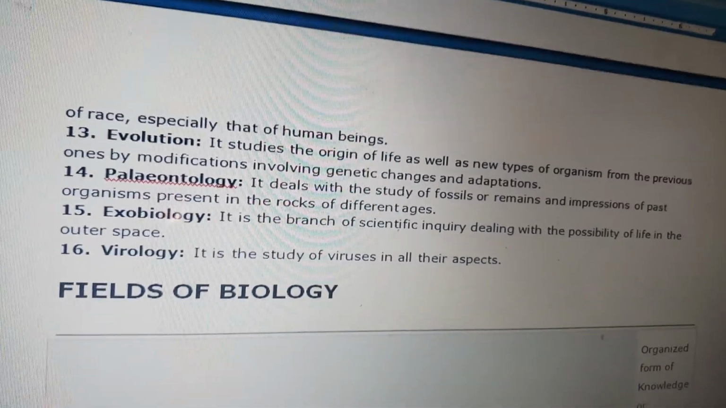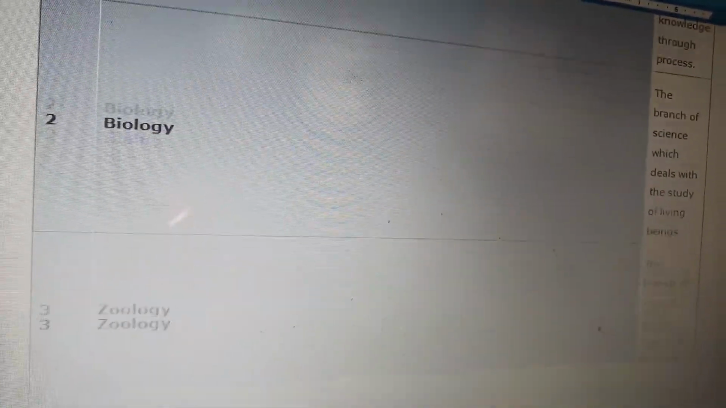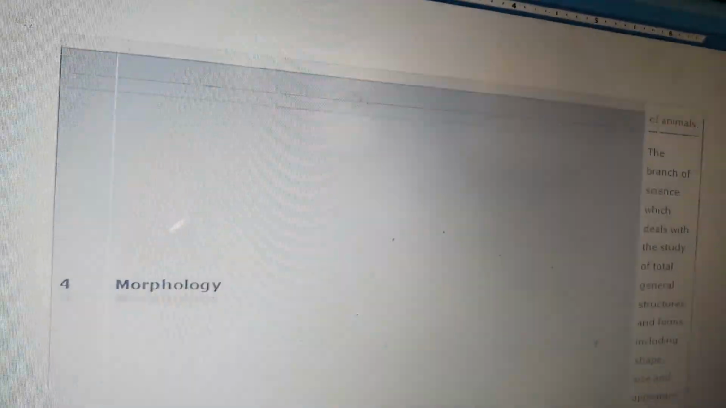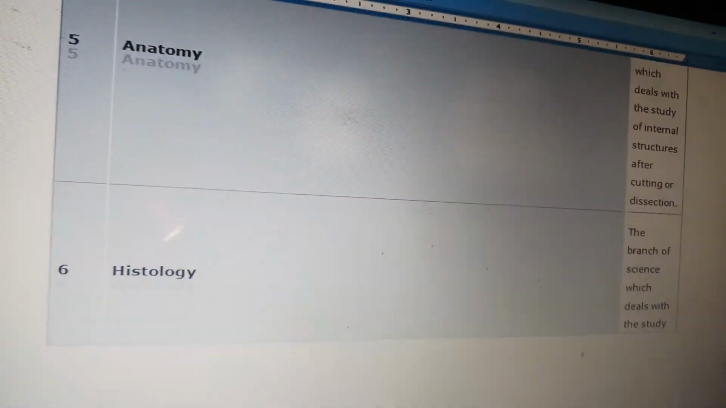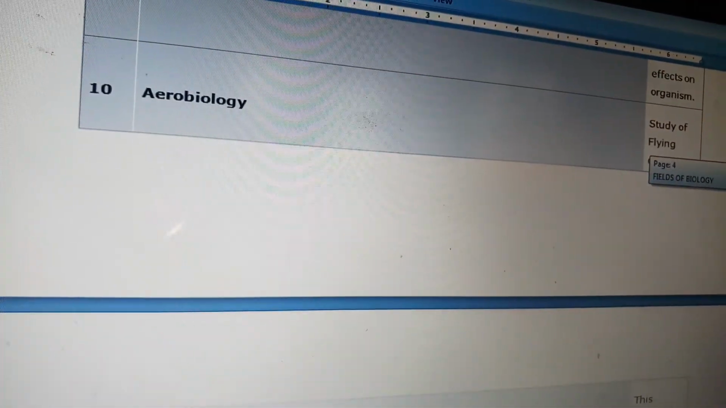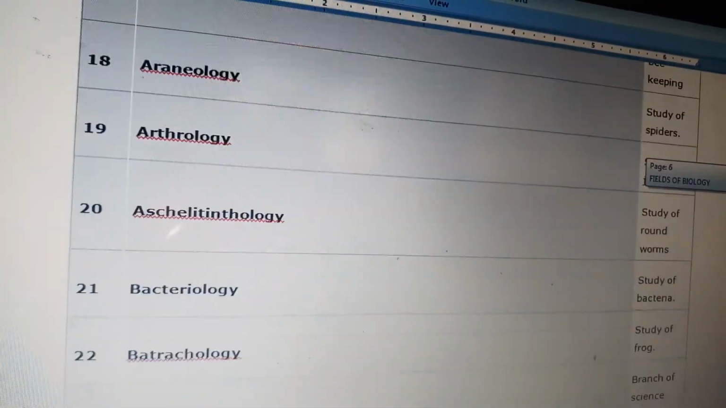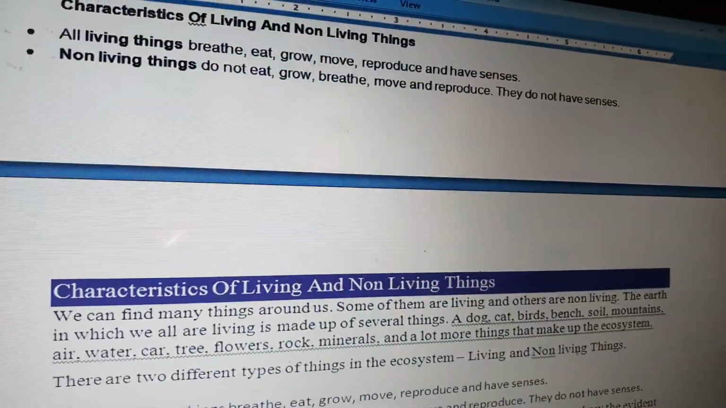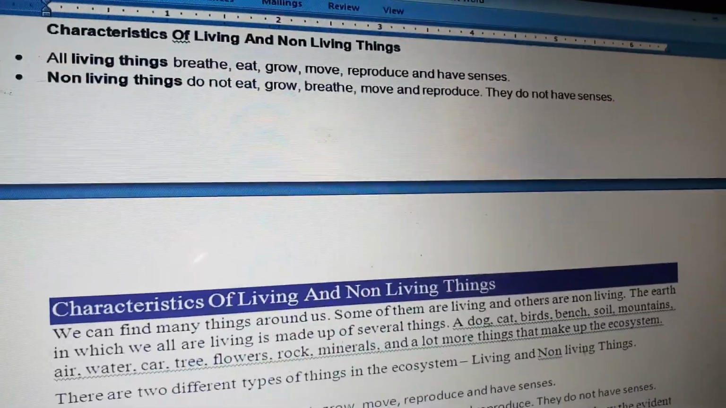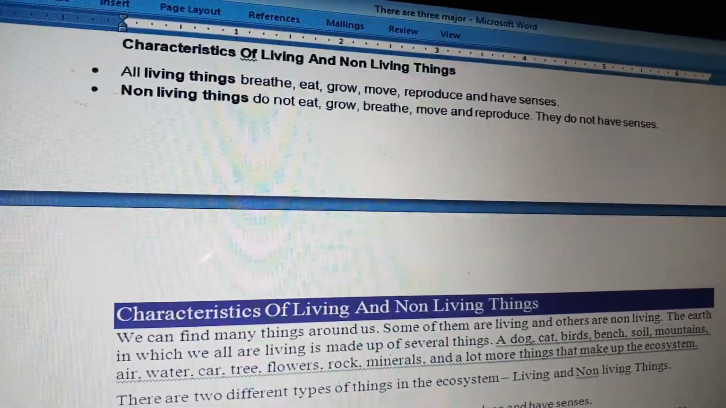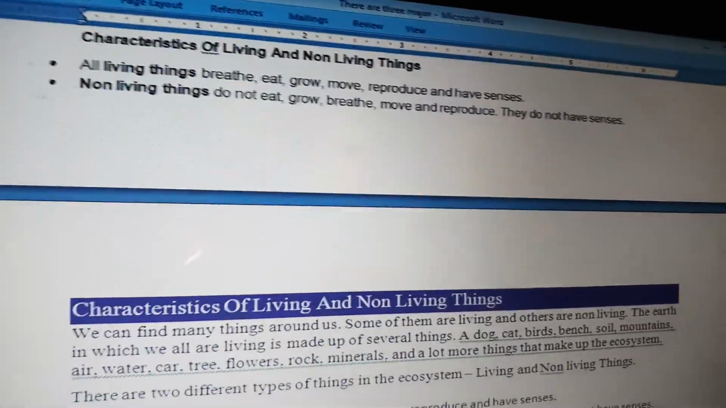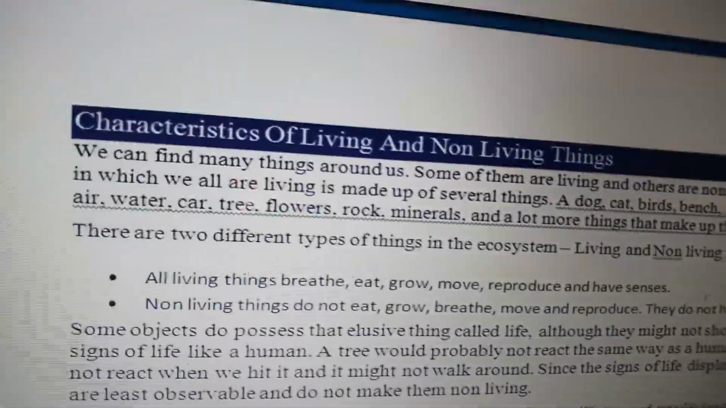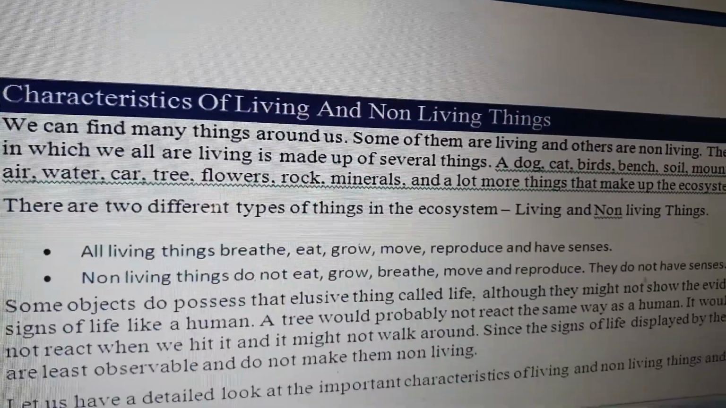Now we'll go straight on. As I explained, these are the different branches of biology we have studied. Now we'll go directly to the living and non-living part that I explained. So now you see the characteristics of living and non-living. Our next subtopic is the characteristics of living and non-living things.